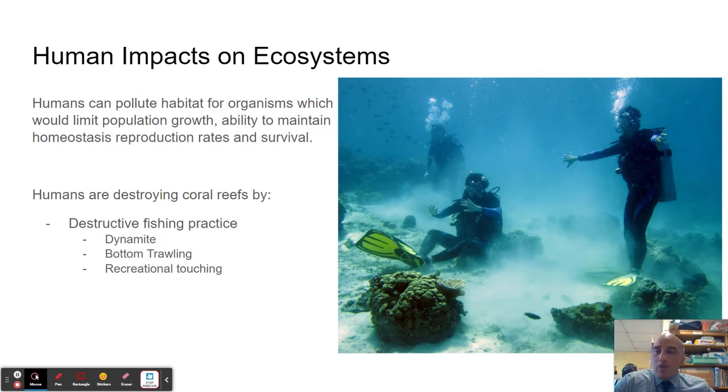Okay, I know we've talked about coral reefs before and basically told you how important they are. But I want to read this one to you. Humans can pollute habitat for organisms, which would limit population growth. That's something that you could say on a rubric. Pollution can limit population growth, ability to maintain homeostasis. I like that word.